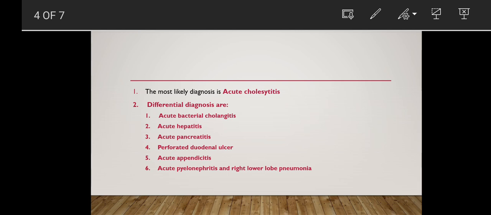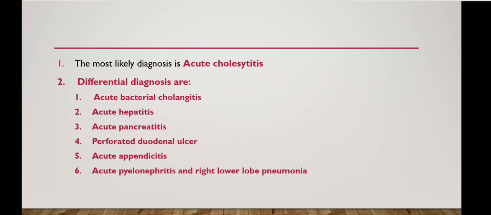Why not acute pyelonephritis? In acute pyelonephritis, the patient will have high grade fever, as well as signs and symptoms of the urinary system, like increased frequency, urgency, dysuria, and nocturia. And why not right lower lobe pneumonia? In right lower lobe pneumonia, we have pain in the right upper quadrant, but there are signs and symptoms of pneumonia, that is productive cough and high grade fever. In our case scenario, these signs and symptoms were not given.